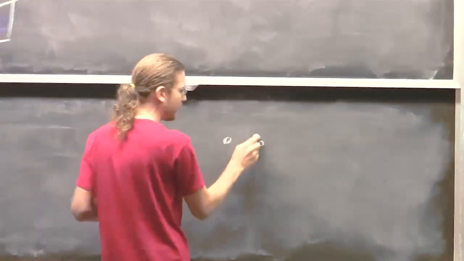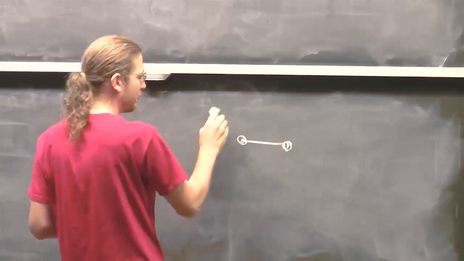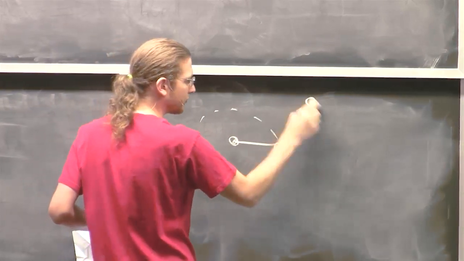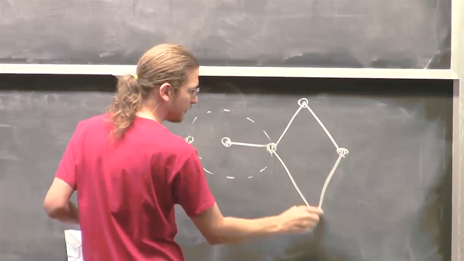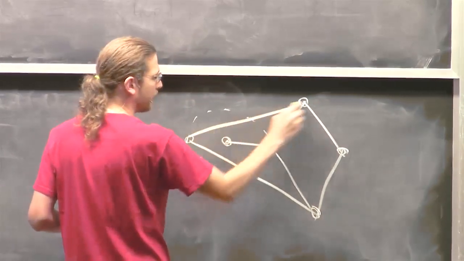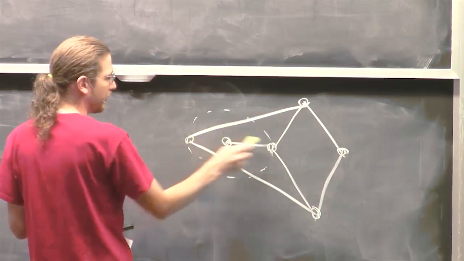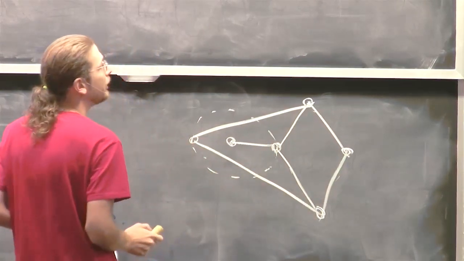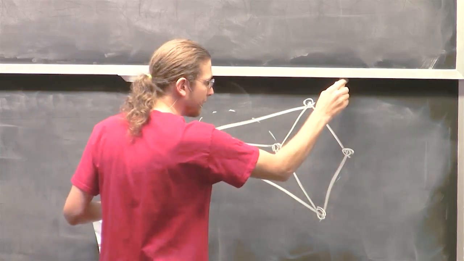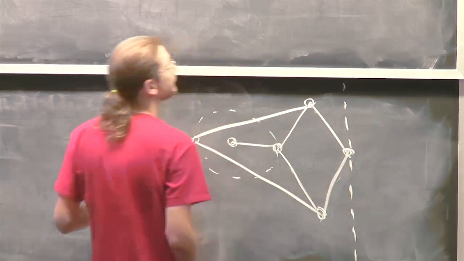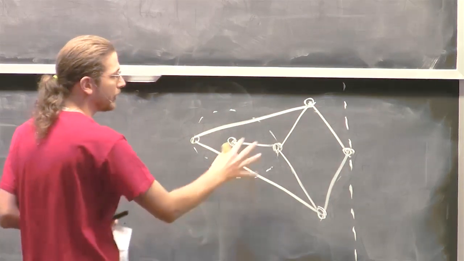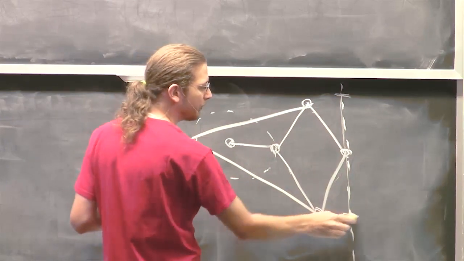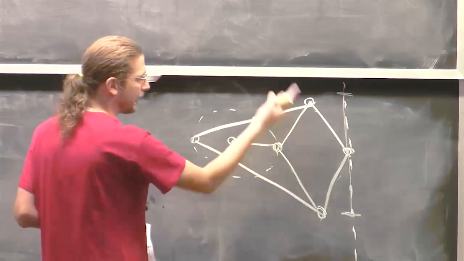So remember our good friend, the Poisson linkage, which looks like this. So these guys are equidistant, and this is a rhombus. All the edge lengths are equal. Then this vertex lies along a straight line. And it has a limit. It can go, let's say, this high and this low, something like that. We've seen that in animation before.